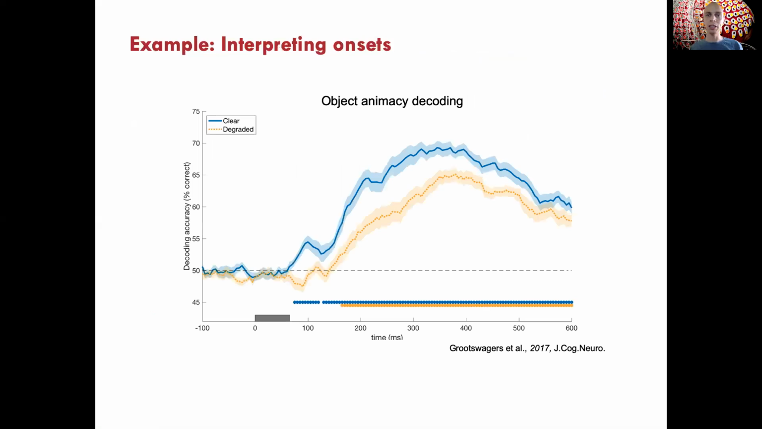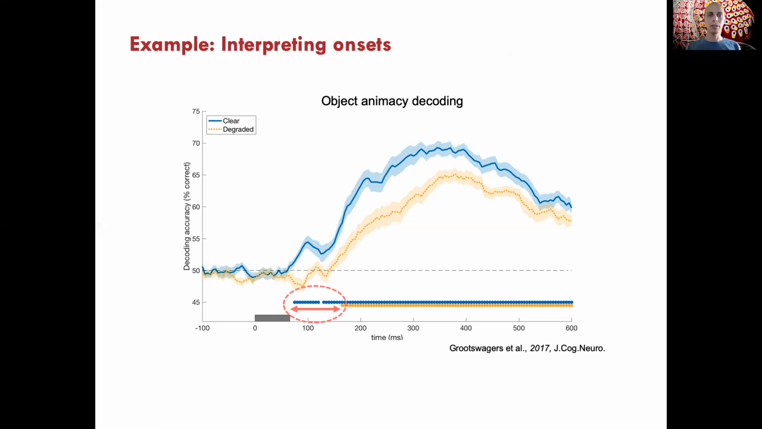Here are 2 traces of object animacy decoding. We have the blue line, which were stimuli that were presented in a clear condition, and we have a yellow dashed line that were stimuli presented in a degraded condition, so we blurred the image. And this was decoding accuracy of object animacy, so whether it was an animal or an inanimate object. On the y-axis, we have decoding accuracy, and on the x-axis, we have time in the MEG response. The gray bar shows when the image came on the screen. Around 100 milliseconds, the blue line, so clearly presented stimuli, reached significant decoding accuracies, and the yellow line reached significant decoding accuracy a little bit later, just before 200 milliseconds.